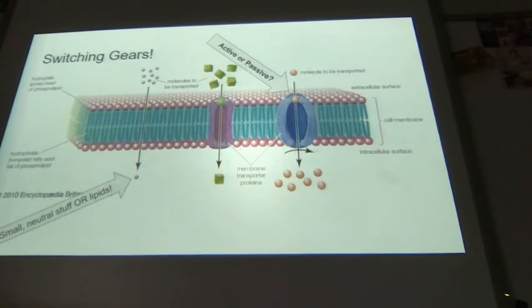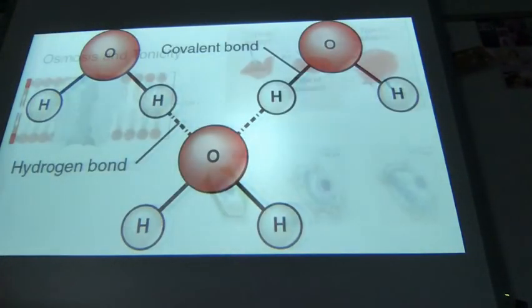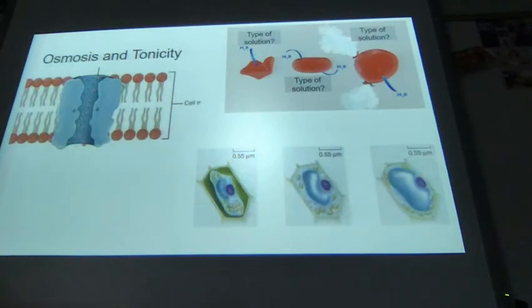How about the one with green blocks? That could be passive. Yes, absolutely. Okay. There's your water. It's bonded together. Covalent bonds. What is that protein called if that is water? Aquaporin. Water is polar, so it has to have a channel. It can't sneak through.